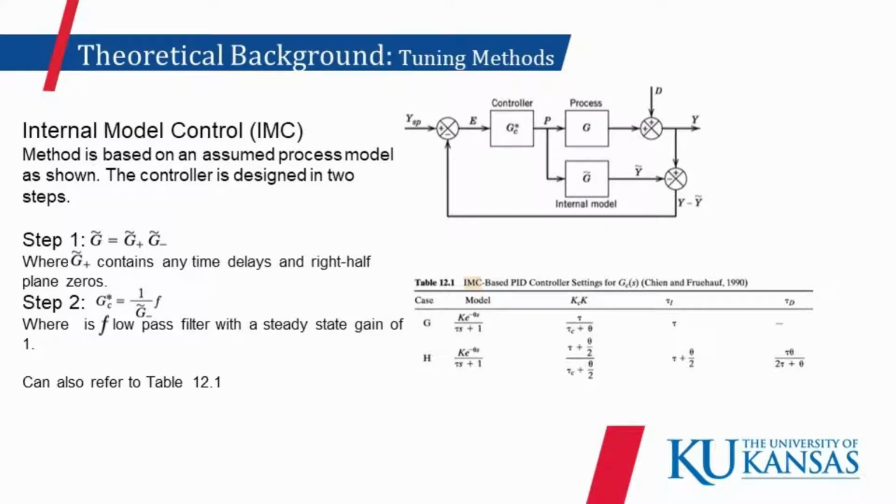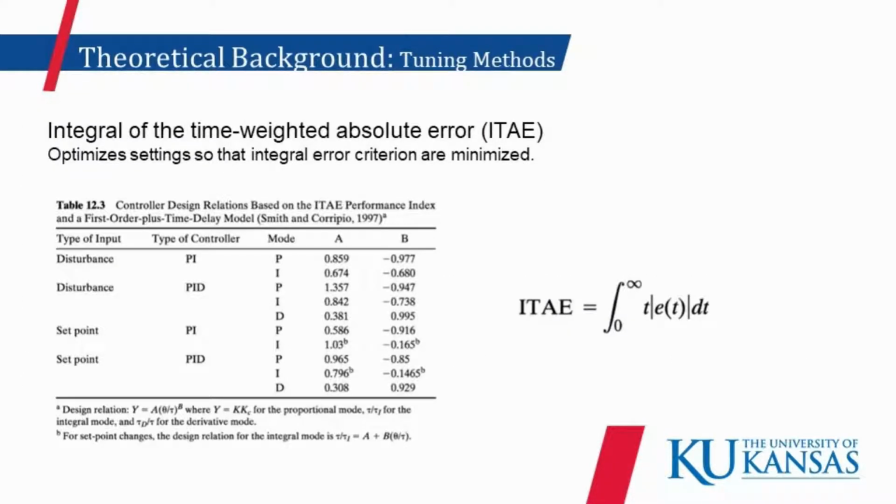And then we used case H to determine a PID control, so proportional, integral, and derivative control, so Kc, tau I, and tau D. The second tuning method that we used was ITAE, or integral of the time-weighted absolute error, which you can see the base equation for here. That was used with a table from the textbook as well, table 12.3. We used all four different cases, so disturbance PI and PID, and then set point PI and PID. And those use design relations as shown at the bottom of the table.